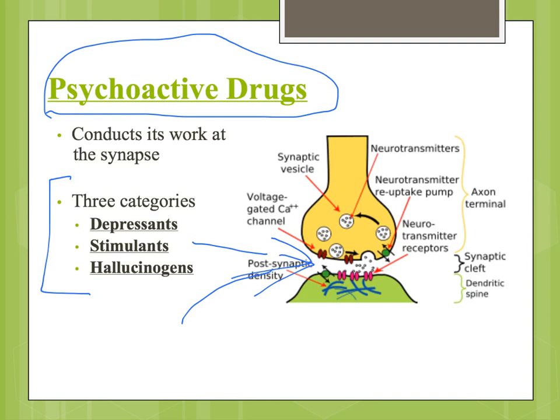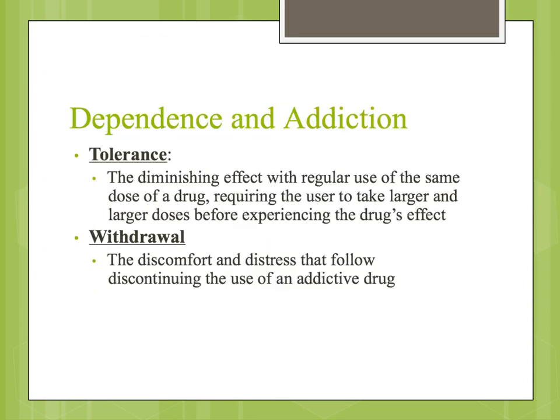All right, so the three main categories of drugs that we will discuss this unit are depressants, stimulants, and hallucinogens. So it's really important to know how each category of drug affects neural communication, once again, in the synaptic gap. Now, before we explore the electrochemical and biological functions of these different drugs and their effects on our mental processes and behaviors, let's first discuss the concepts of dependence and addiction.